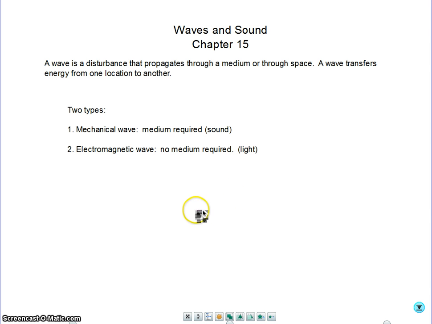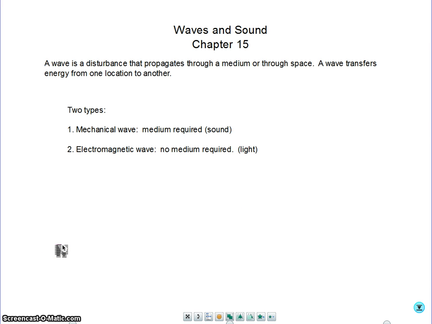So if we think about a wave, the first thing we probably think about is an ocean wave, since we live near the ocean. But a wave is a phenomenon. It's a disturbance that propagates through a medium, which is just the stuff that the energy transfers through. In the example of a water wave, the water would be the medium. And if you've ever been hit by a wave, you know that a wave transfers energy.